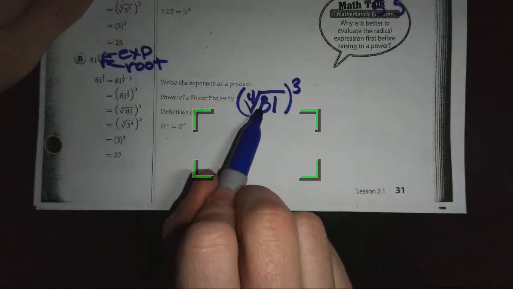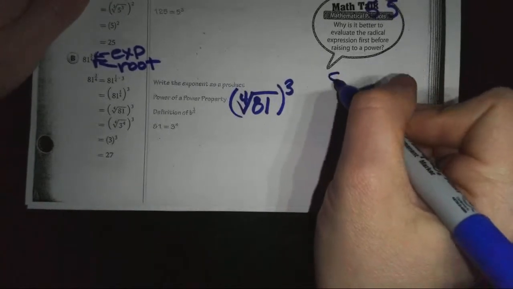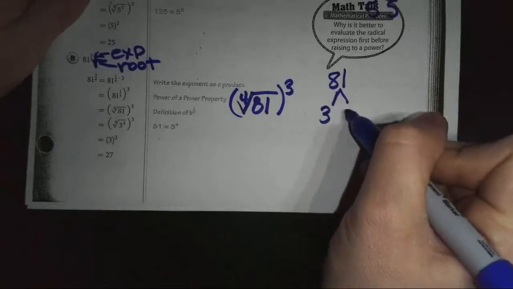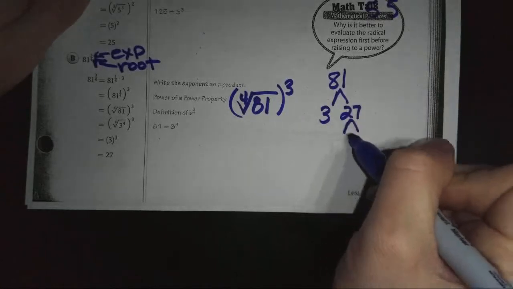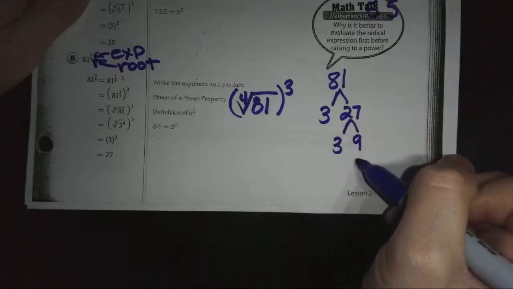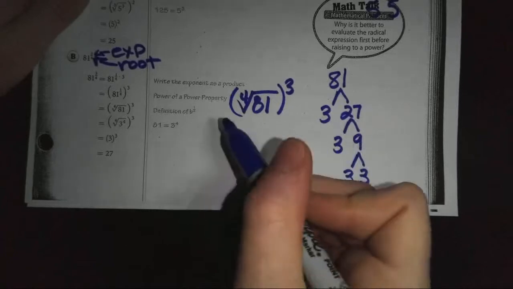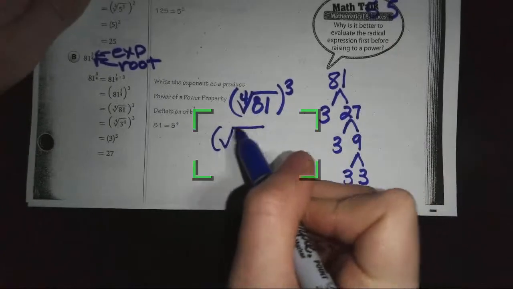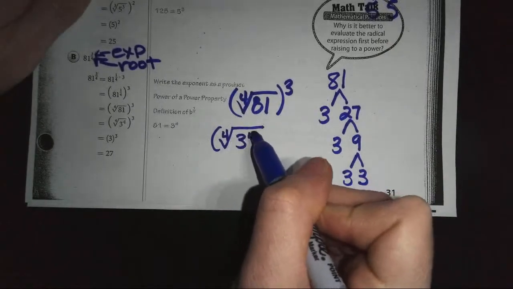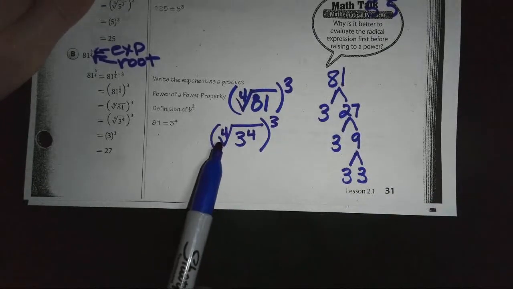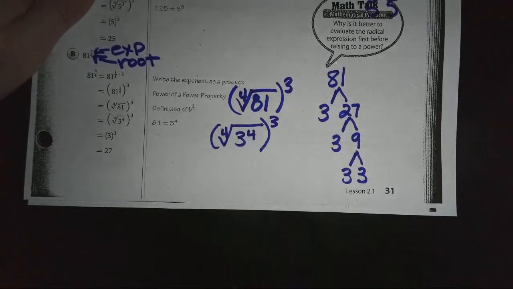So I need to know, what do I take to the 4th power to get 81? Now, in order to get that, I need to factor 81. So 81 is 3 times 27, 27 is 3 times 9, and 9 is 3 times 3. So I can rewrite 81 as 3 to the 4th power. Now I need to know, what do I take to the 4th power to get 3 to the 4th power?